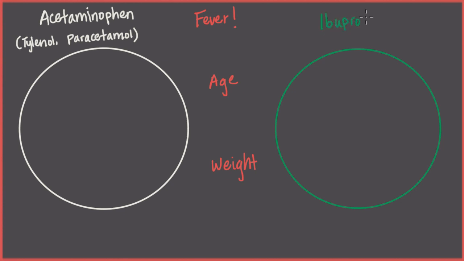The other one is called ibuprofen. That's the generic name. And the brand names there include Motrin and Advil, which are the most popular ones. But just look for the active ingredient. And if it is the same medicine, then it should say ibuprofen.